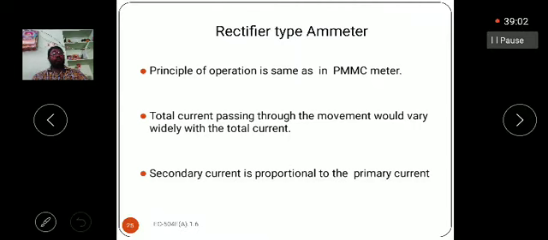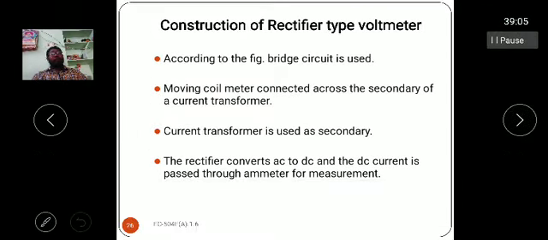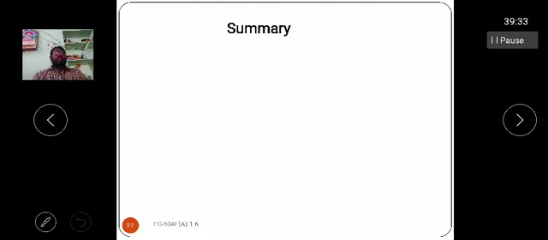The moving coil meter is connected across the secondary of the current transformer. The rectifier converts the AC into DC, and the DC current is passed through the ammeter for measurement. This is about the construction and principle of the rectifier type ammeter circuit.